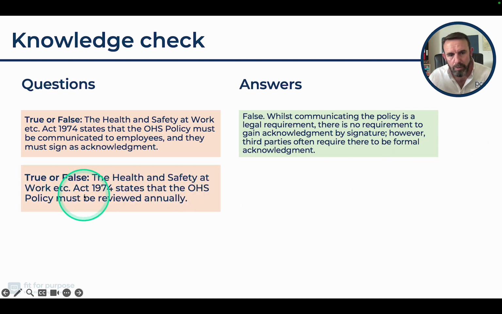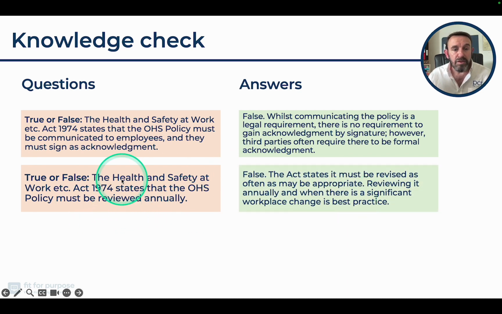The Health and Safety at Work Act states that the occupational health and safety policy must be reviewed annually. Yes. Yes. No. Wrong. I apologise. False. It's got to be reviewed, as we know, but it doesn't state when. So it's worthwhile doing it annually, but we're going to review that policy when there's a significant change in the workplace.